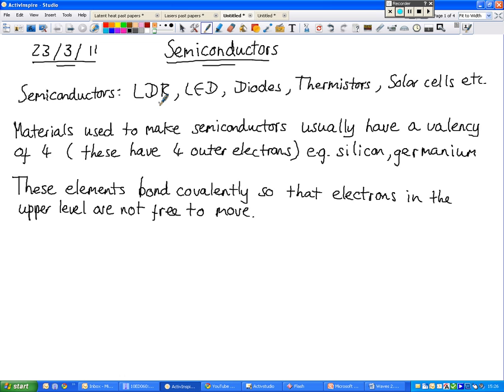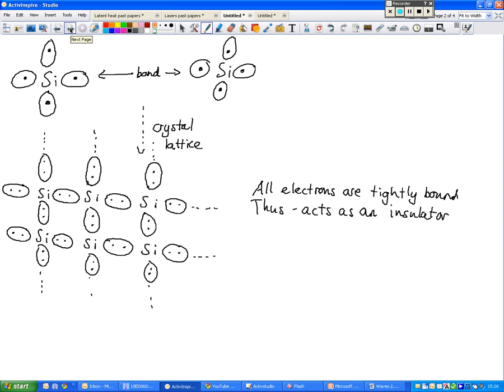Materials that are used to make semiconductors are usually from group 4 in the periodic table, things like silicon or germanium. Those are the main materials we use. They have 4 outer electrons because they're in group 4. When we bond them together, we create a crystal lattice effect like this, where the 4 outer electrons bond to the 4 outer electrons next to them, so they're all locked up and the electrons can't move. So it basically acts as an insulator at this point.